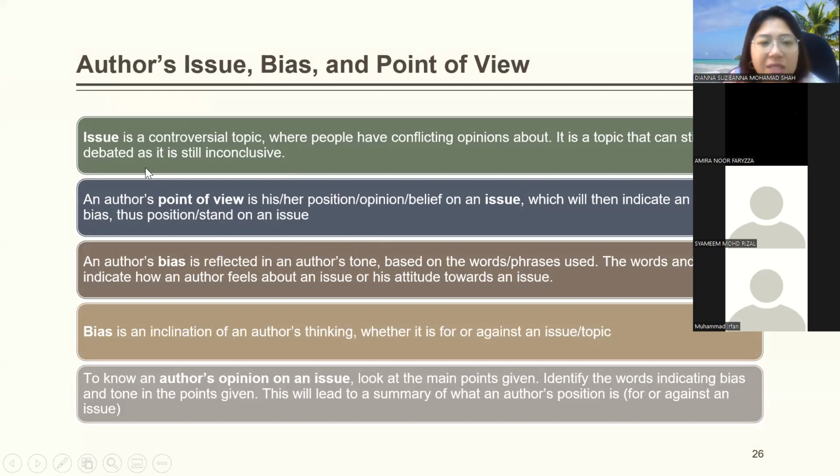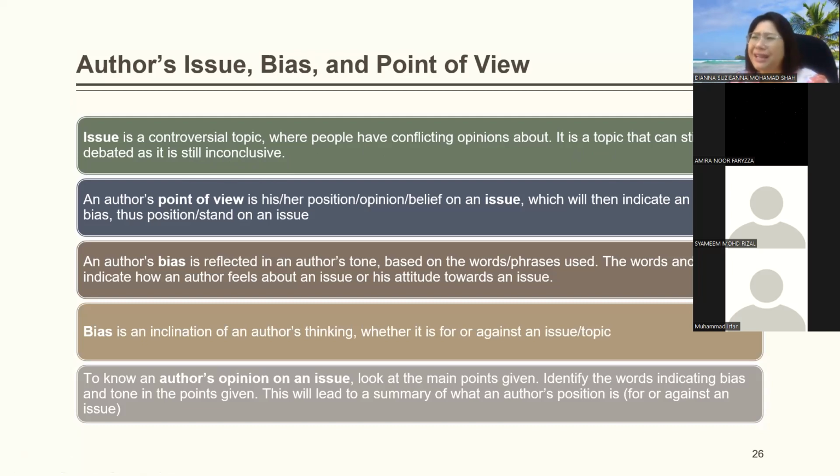All right, an issue is a controversial topic where people have conflicting opinions. It is a topic that can still be debated and it is still inconclusive. Okay, when it comes to giving your point of view, definitely it involves bias, because your point of view could be positive or could be negative. All right. And then when it comes to point of view, you're going to give your own stance, your own belief, like I mentioned previously, whether to agree, to disagree, or maybe you partially agree or partially disagree with that topic.